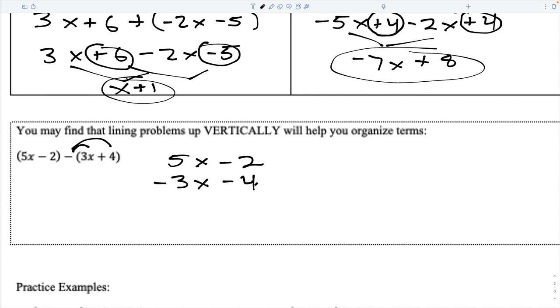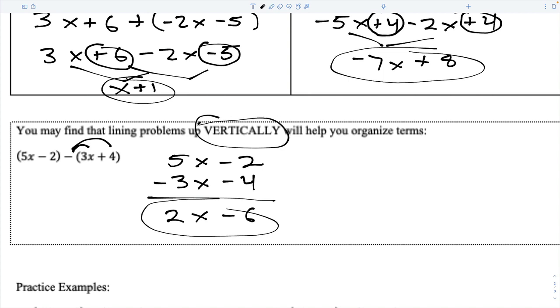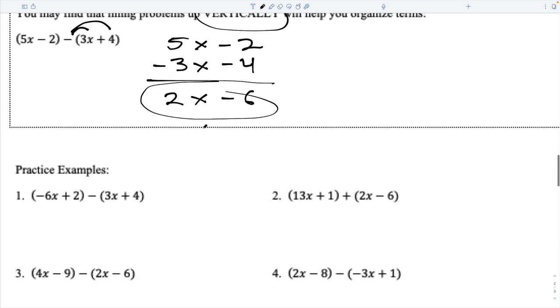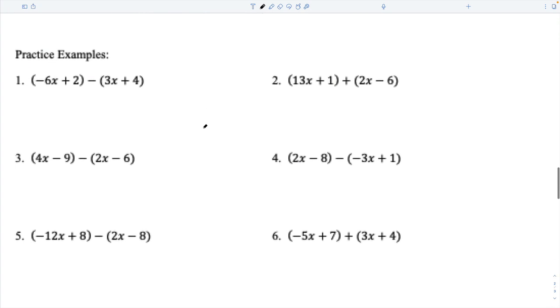So I'm matching the 5x and the 3x, and this became a 2x. The -2 and the -4, that became -6. That's your answer, and that's an option if you want to stack vertically. Feel free to use whatever you want. Let's do one more.